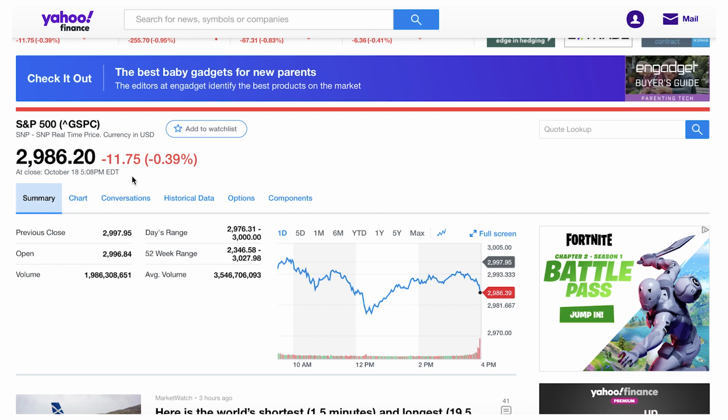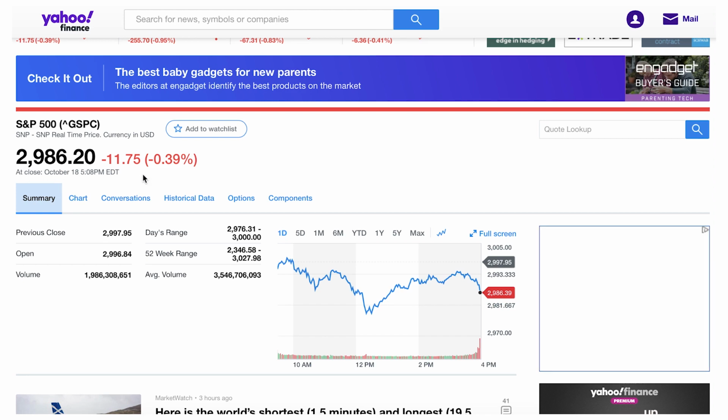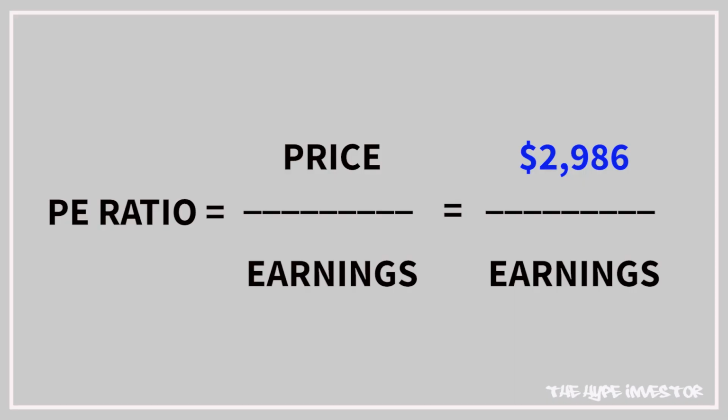And on Friday, the S&P 500 closed at $2,986. So that's the pricing information I'm going to use to plug into my PE ratio equation. So now what we do is take the price of the S&P 500, which is $2,986, and plug that into the numerator of our PE ratio equation. Then the next step is for us to identify the earnings number that we're going to include in the equation.